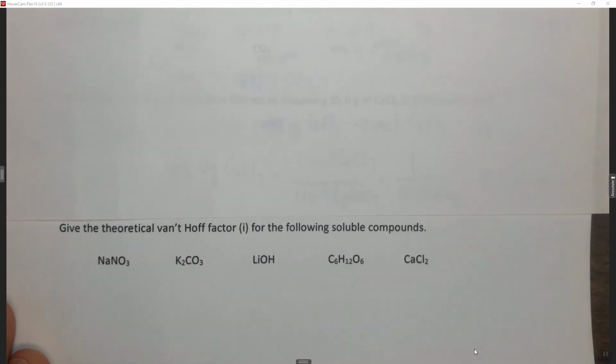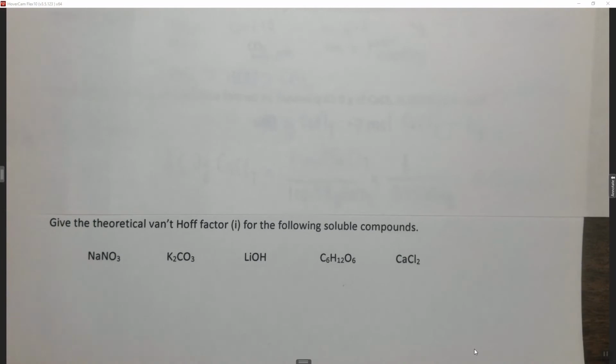First of all, it tells us they're soluble, so we don't need to worry about whether they dissolve or not. To find the Van Hoff factor, it's essentially how many species are in solution when this thing dissolves. This is in the colligative properties section. Colligative properties means it's independent of the actual species and only dependent on the amount.